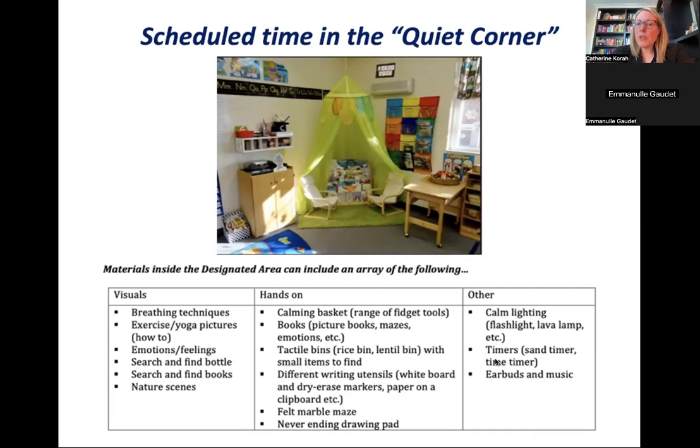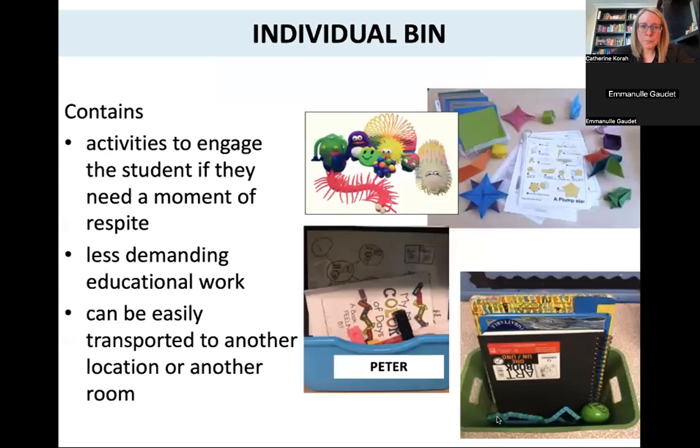There's some examples here on the slide. I have a whole document that talks about the quiet corner, how to set it up in terms of materials, in terms of considerations and so forth. So I invite you to go and take a look at that document.